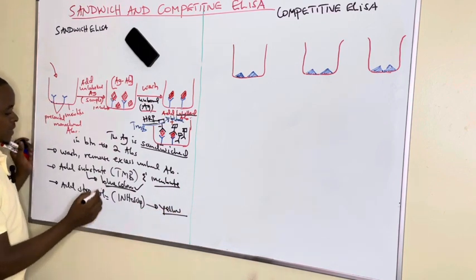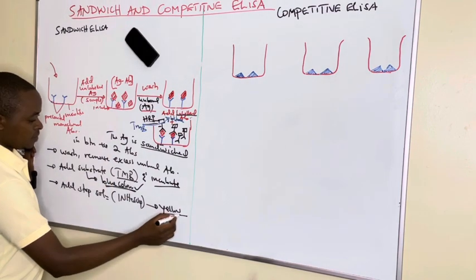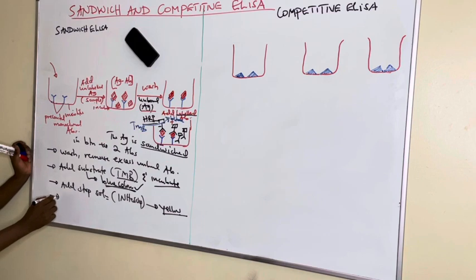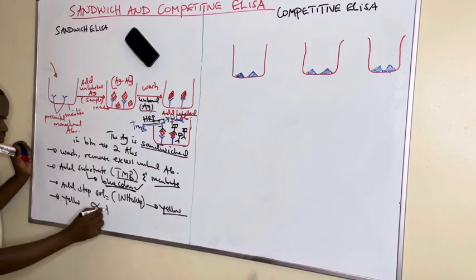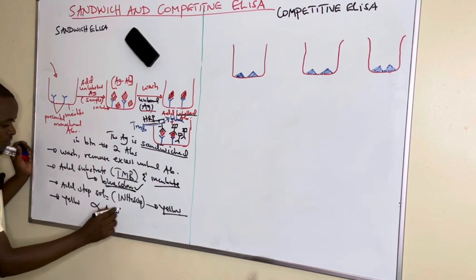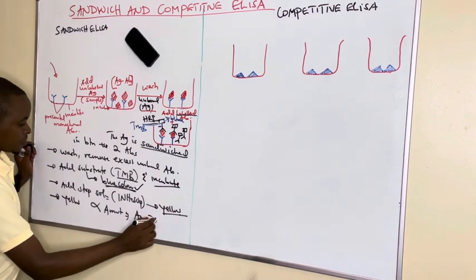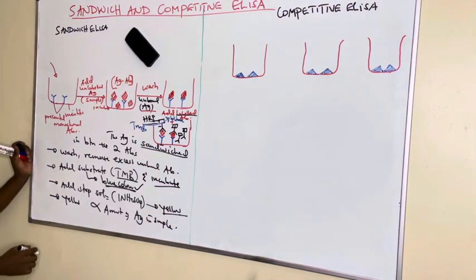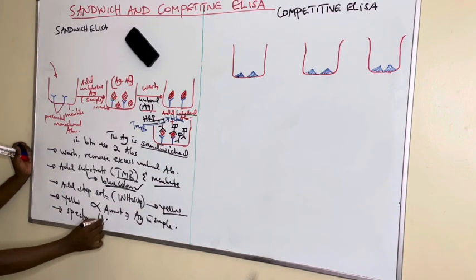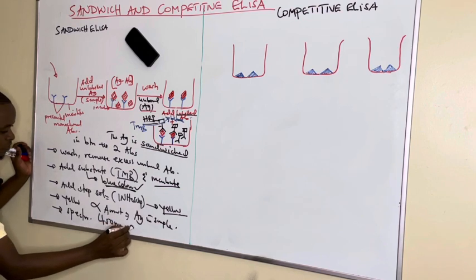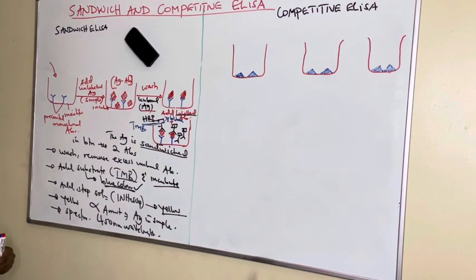So in acidic media, this indicator, tetramethylbenzidine, always changes to yellow color. And this yellow colored solution formed is directly proportional to the amount of antigen in the sample. And this amount of antigen in the sample is measured spectrophotometrically at 450 nanometer wavelength. So this is the principle we can talk about of sandwich ELISA.